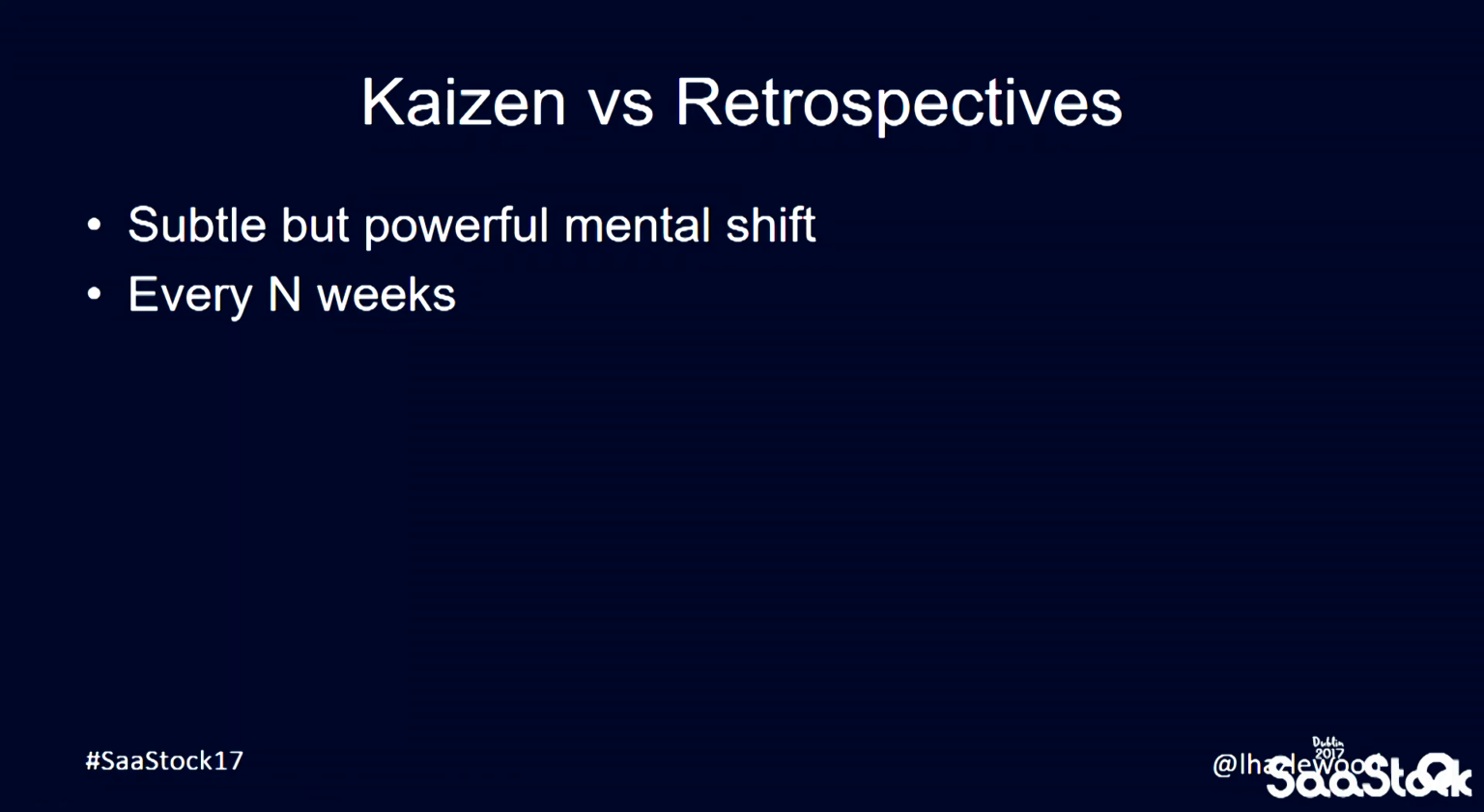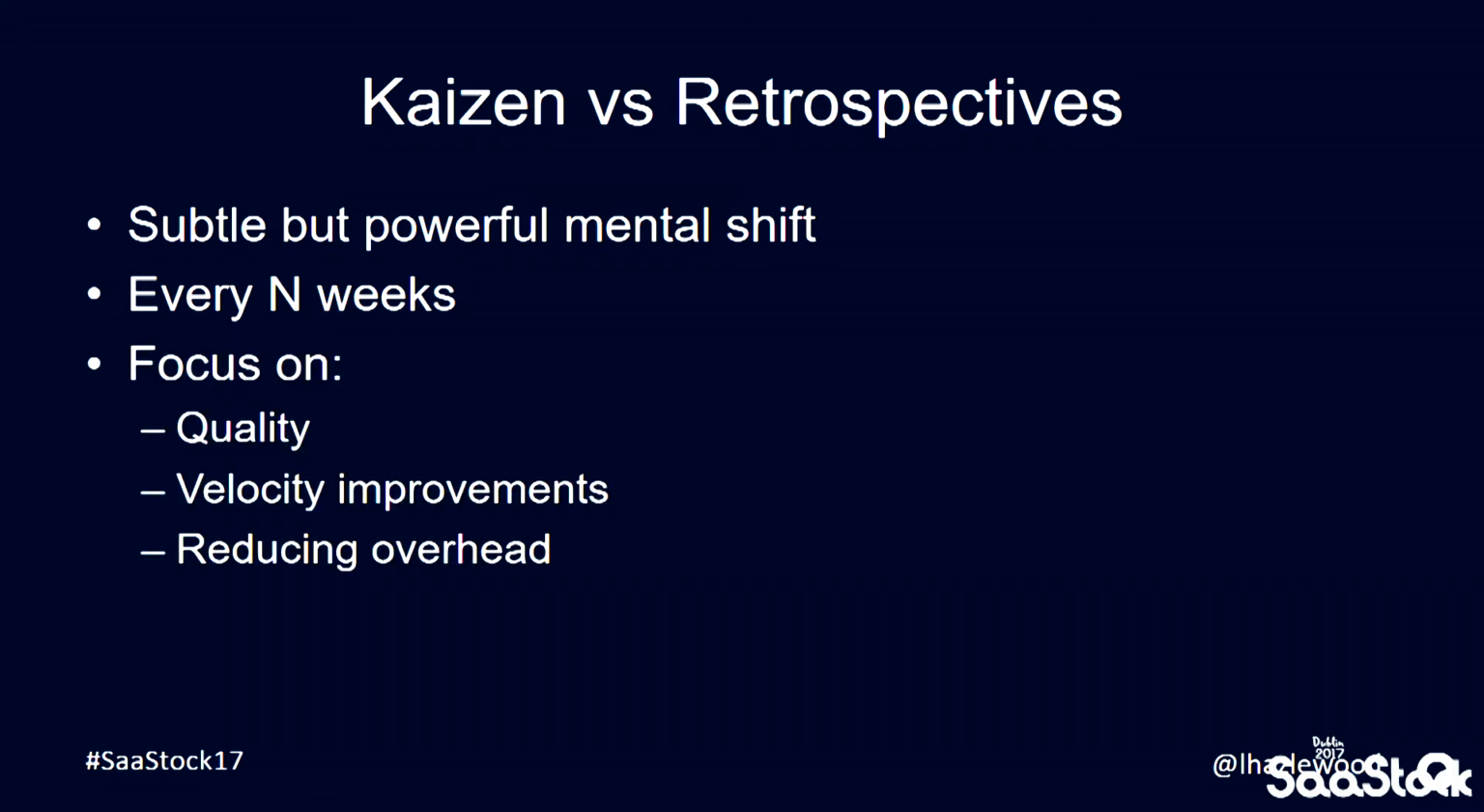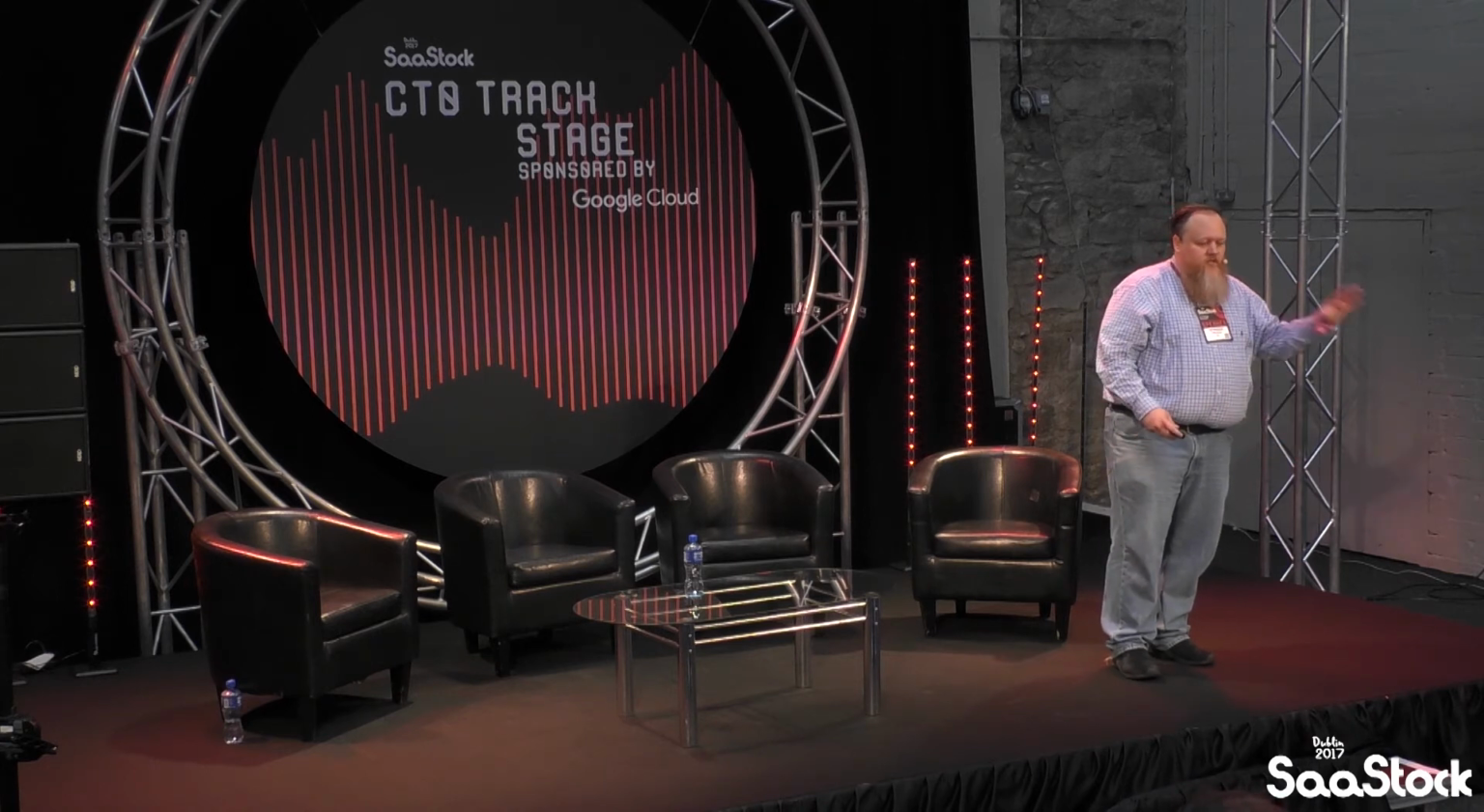So it was always scheduled every certain number of weeks. We did it every 2. And we would focus on quality. What needed to change? How could we improve velocity? How do we reduce overhead? It was way more of a positive discussion than, dang it, these guys screwed up and it caused me to do this and I had to stay late that one day. It was not negative, it was way more positive. And I know it's a small shift, but it was beneficial.